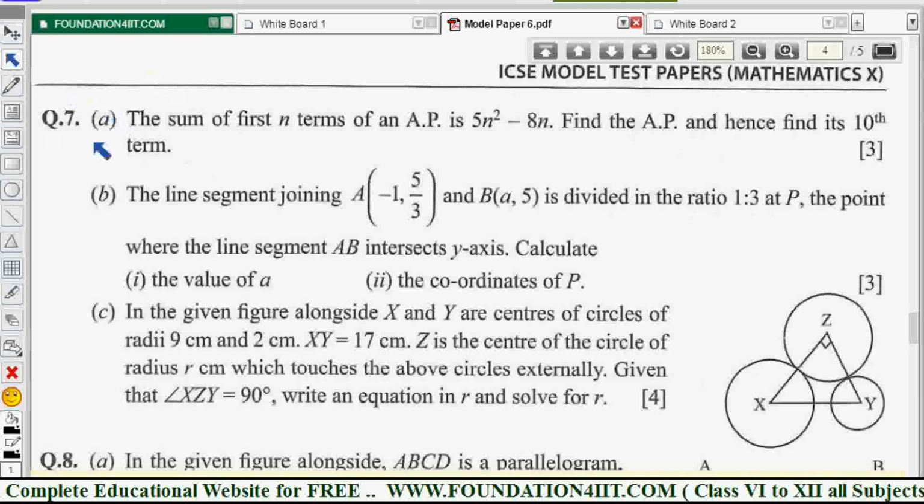So from this paper, question number 7, the first one is from arithmetic progressions. The sum of the first n terms of an AP is 5n square minus 8n. Find the AP, hence find its 10th term. So the 10th term you should find out. The sum of n terms formula is given, that is Sn is equal to 5n square minus 8n. By taking this, you'll find out the series.